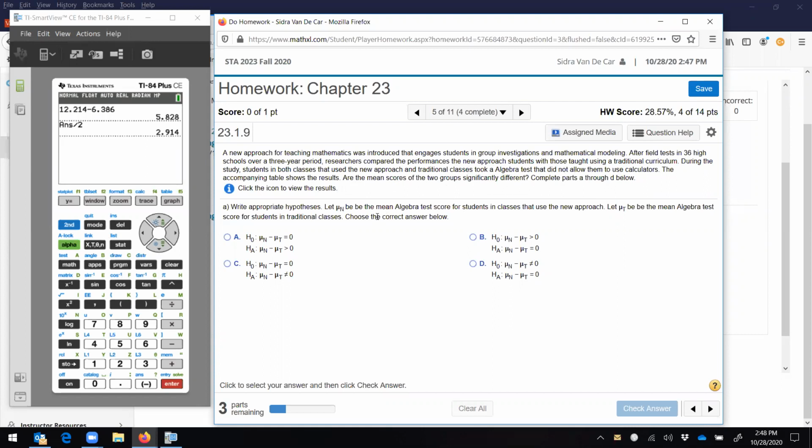All right. So this is our mean of the algebra test score for students in the class that used the new approach, and this is the traditional. So the same would be the null hypothesis. The new approach should be better would be the alternative. That looks good to me. Okay.